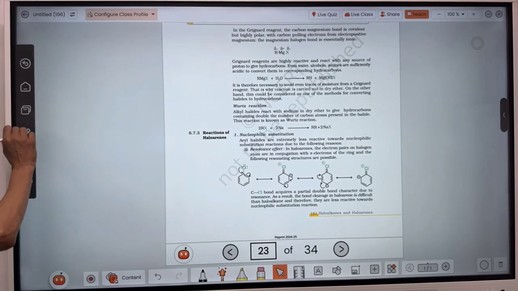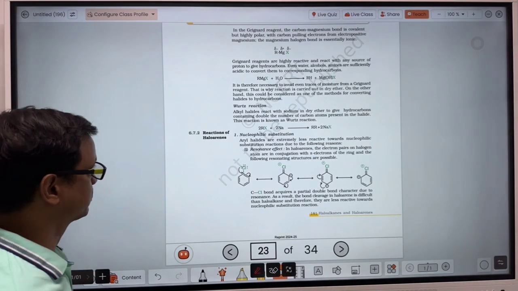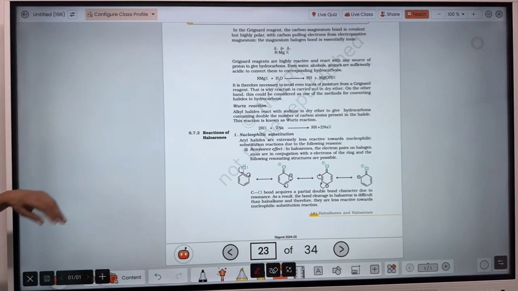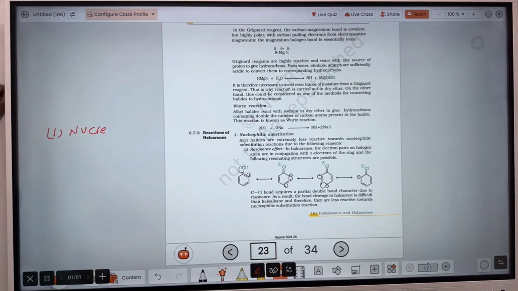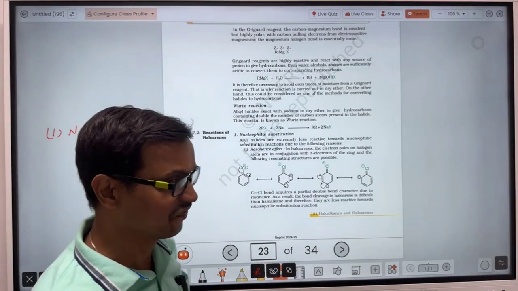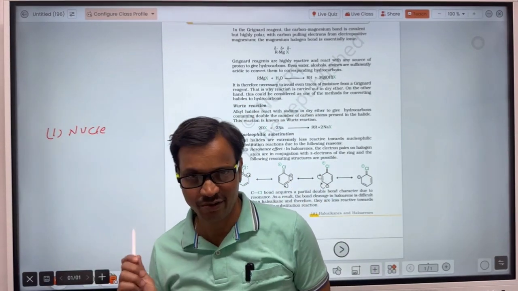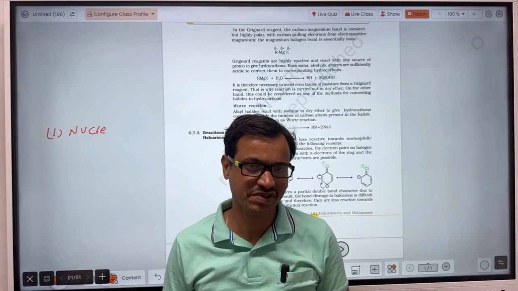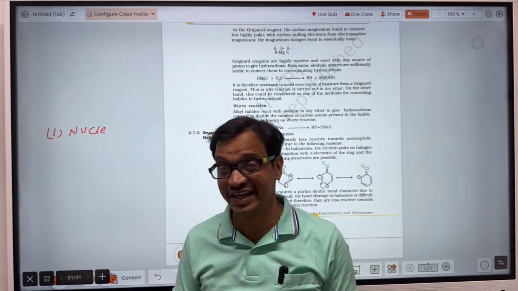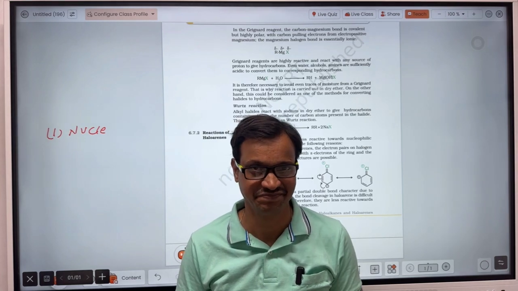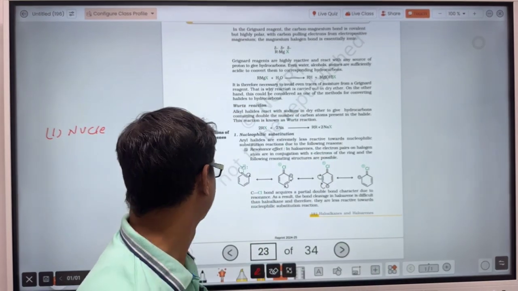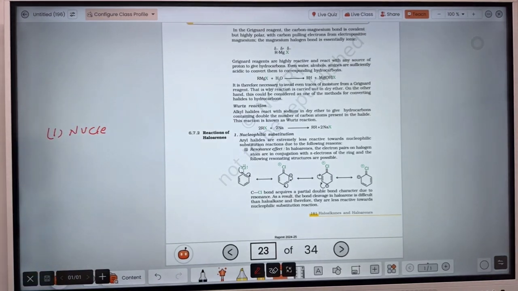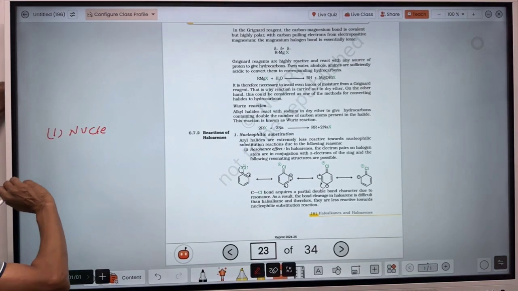I also informed you in the last class that haloarene shows 3 types of chemical reactions. One is nucleophilic substitution reaction. Second one is electrophilic substitution reaction. Haloarene shows both nucleophilic substitution reaction as well as electrophilic substitution reaction. In addition to that, it also reacts with metals. So haloarene shows 3 types of chemical reactions. One is nucleophilic substitution reaction.